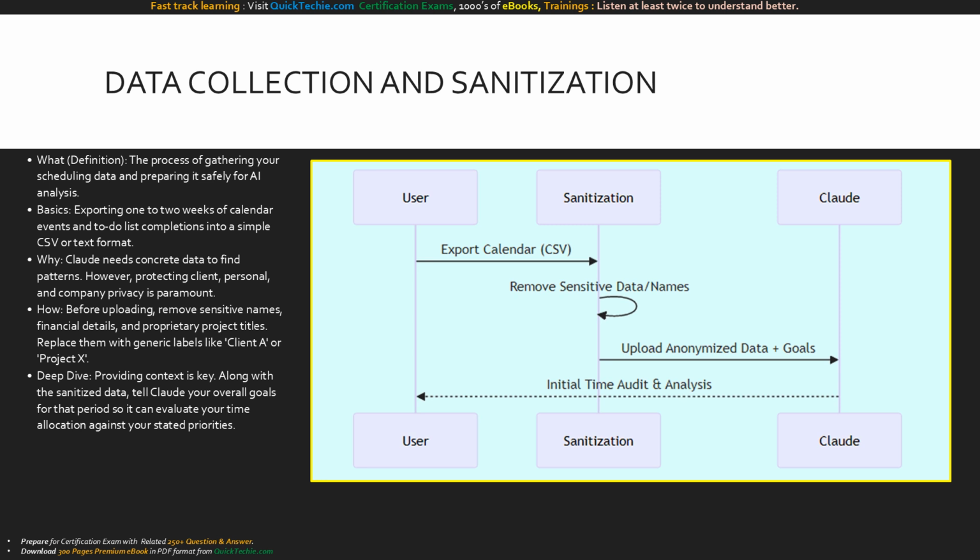This sequence diagram illustrates the secure data handoff. You, the user, export your calendar as a CSV. Crucially, this passes through a sanitization phase where you manually strip out sensitive data and names. Only the anonymized data, paired with your professional goals, is passed to Claude. Claude then processes this clean dataset and returns an initial time audit, ensuring your privacy is strictly maintained throughout the workflow.